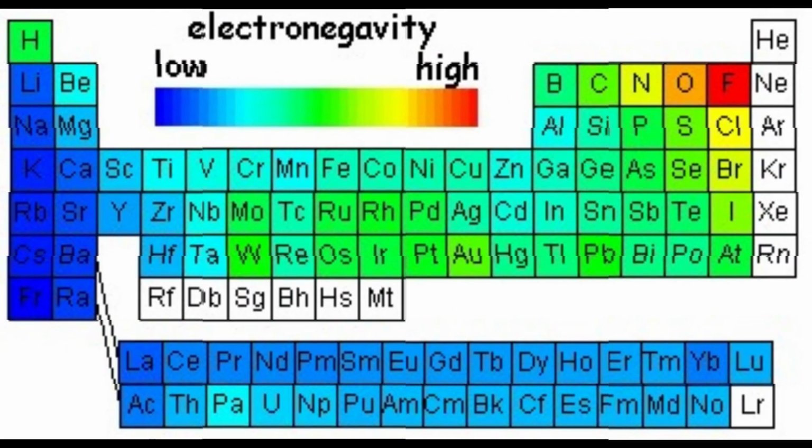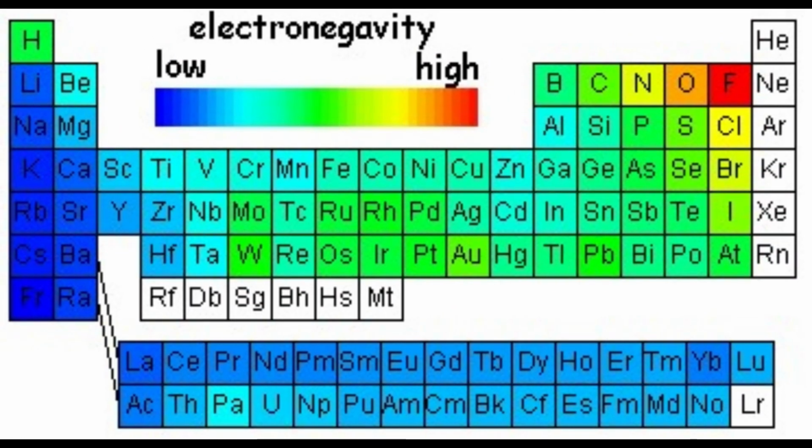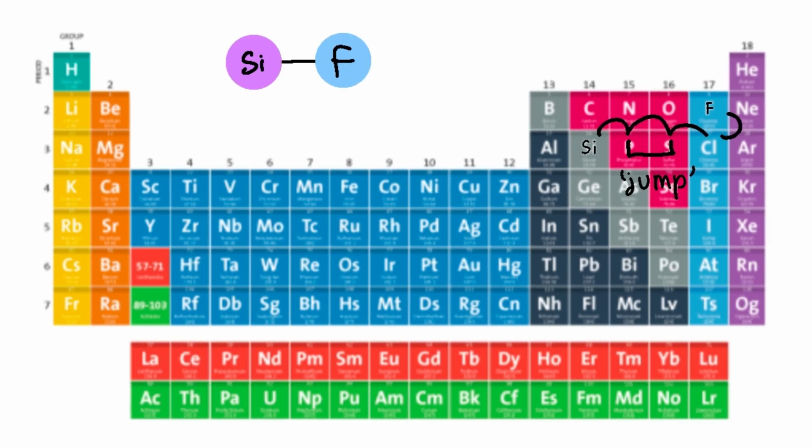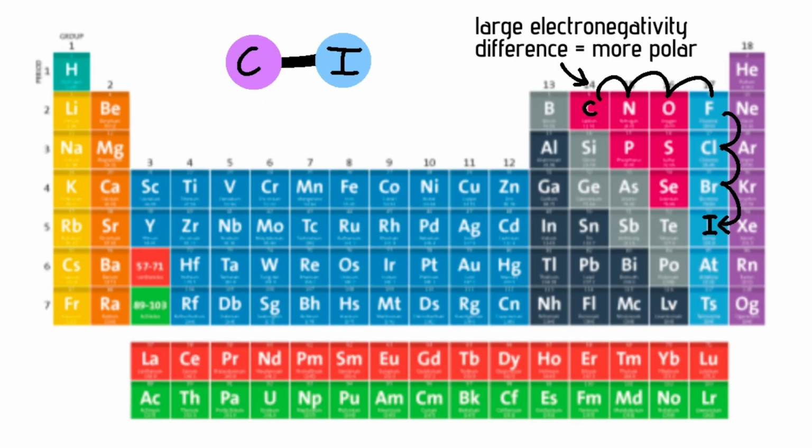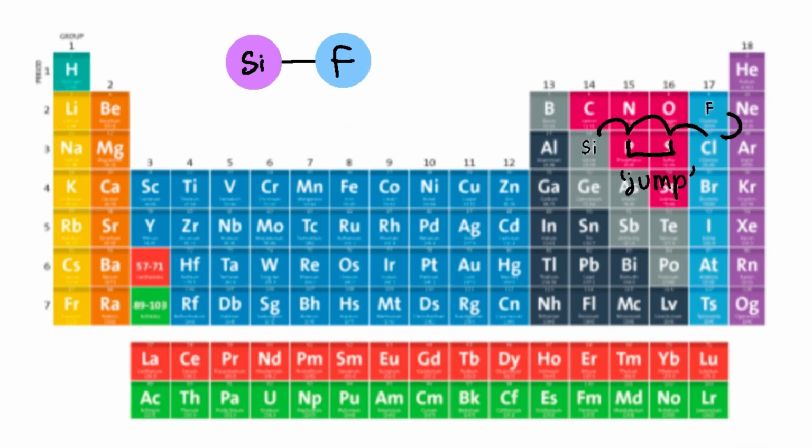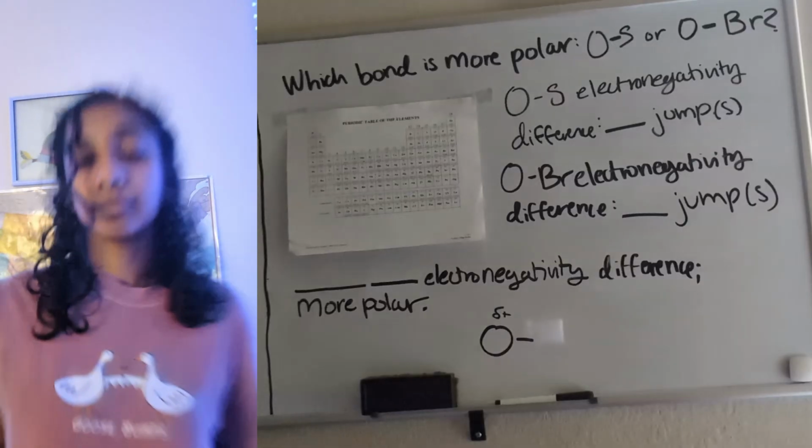So, atoms at the top right have a high electronegativity, and atoms at the bottom left of the table have a low electronegativity. You can measure the difference in electronegativity by counting the number of jumps between atoms on the periodic table. Elements with a lot of jumps between them will have a large electronegativity difference, giving them a more polar bond. Elements with less jumps between them will probably have a low electronegativity difference, giving them a less polar bond.